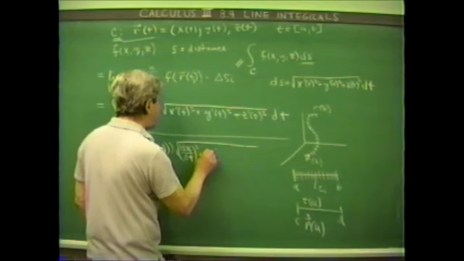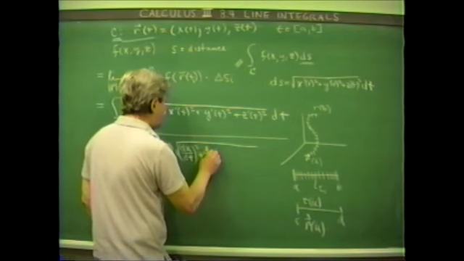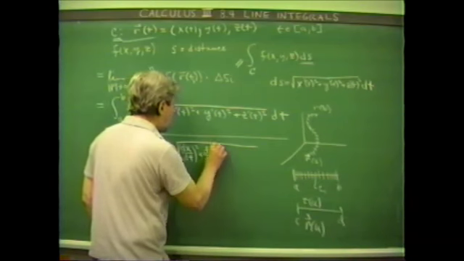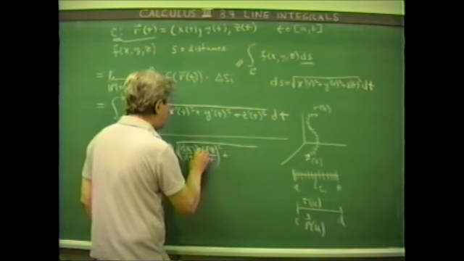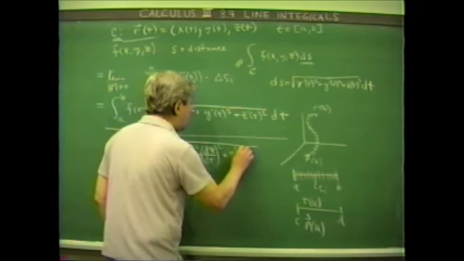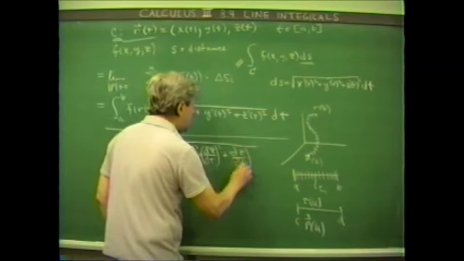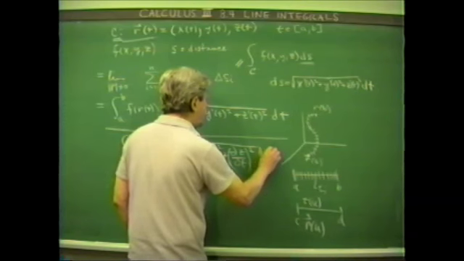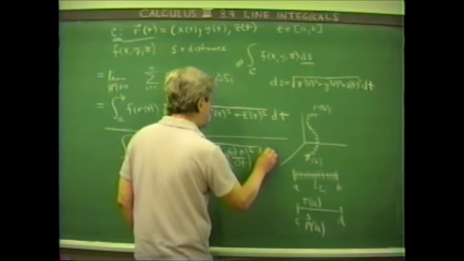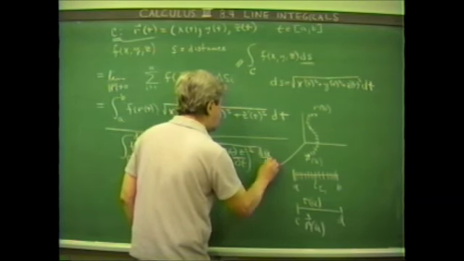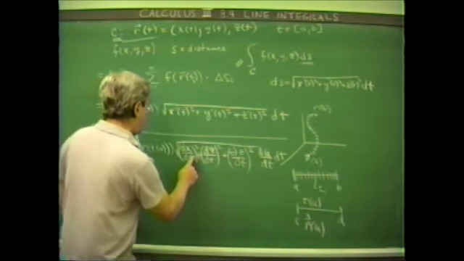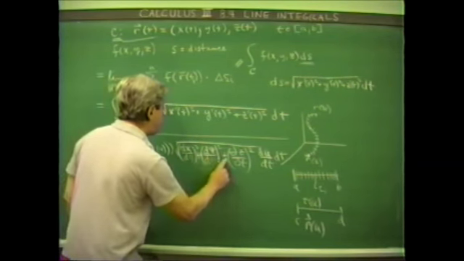It can come out from the square root here, and we get plus the derivative of y with respect to t squared plus the derivative of z with respect to t squared, and then we're going to have the derivative of u with respect to t dt. Right? Now these should all be u's.